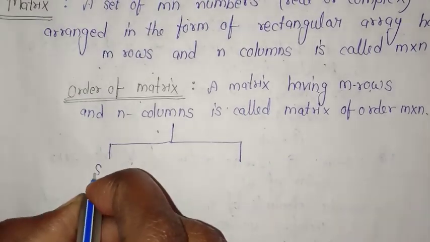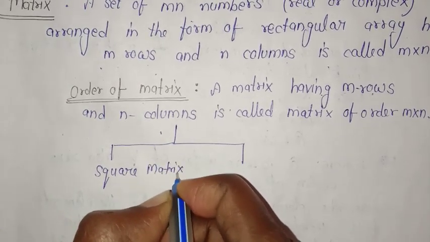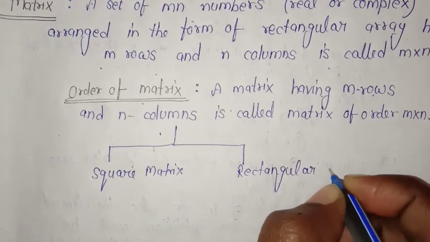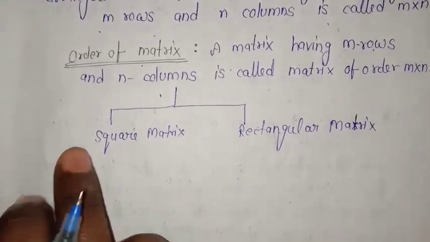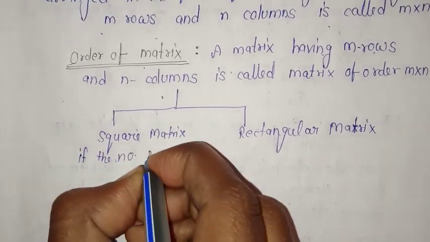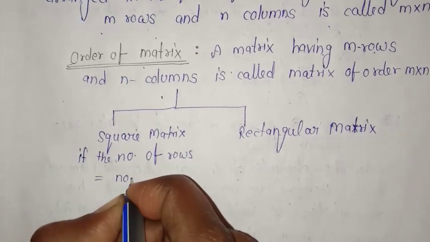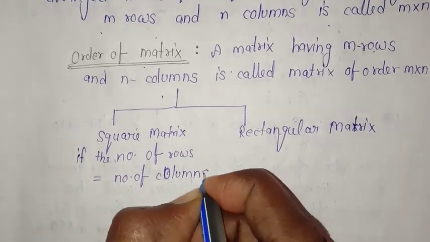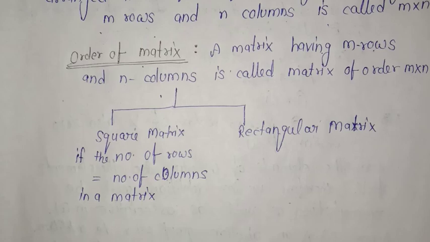The first one is the square matrix, and the second one is the rectangular matrix. Now, what is a square matrix? If the number of rows is equal to the number of columns in a matrix, then that matrix is called a square matrix.